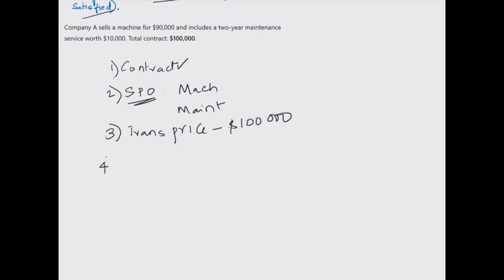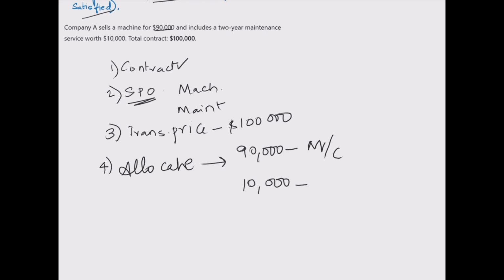My fourth step is to allocate transaction price. How am I going to allocate this transaction price? 90,000 of revenue for machine and 10,000 of revenue for the maintenance. This is a 2-year maintenance, remember. So, for example, I am at year 1, so I am going to only recognize for the first year. Let's see in the next step when I am recognizing revenue.